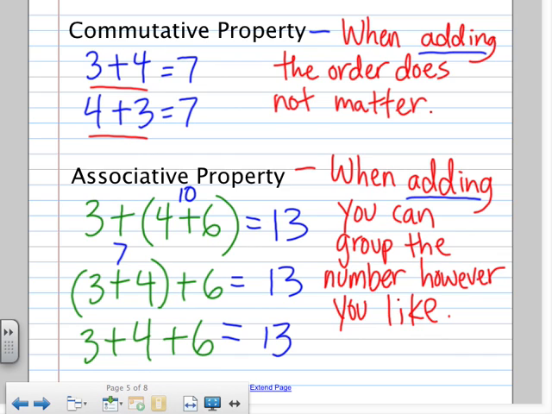This is not true if there's subtraction in there. Subtraction does matter what order you do it in. So this is for when you're adding. So be sure to copy these down. If you need to pause it to write this all down, go ahead and do that.